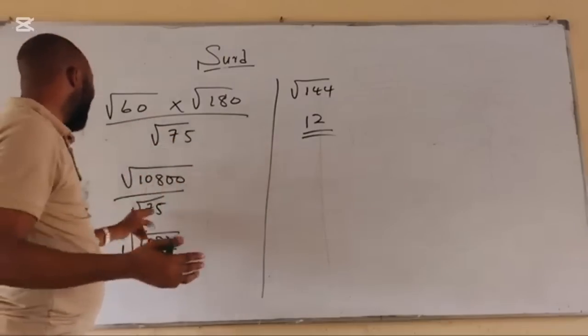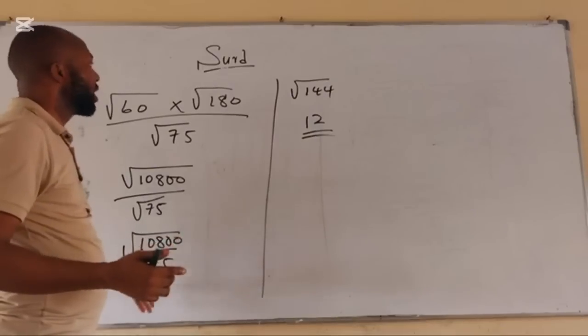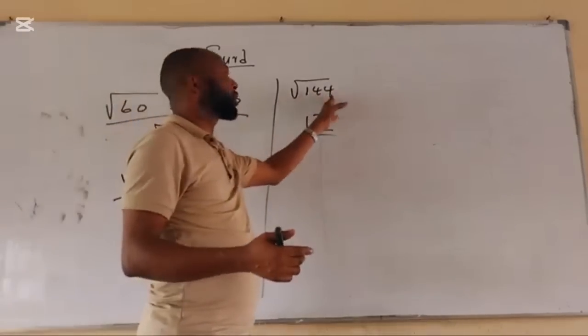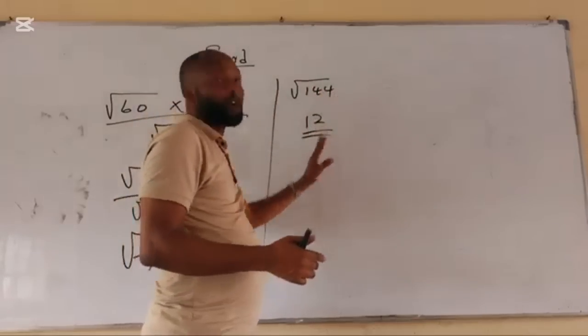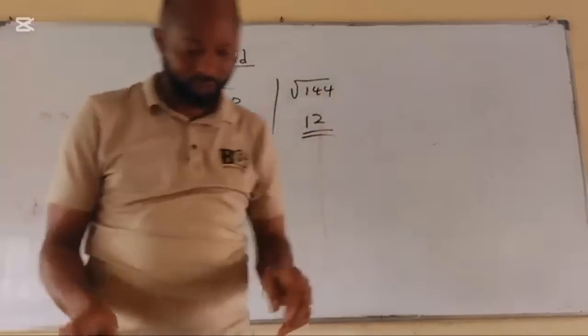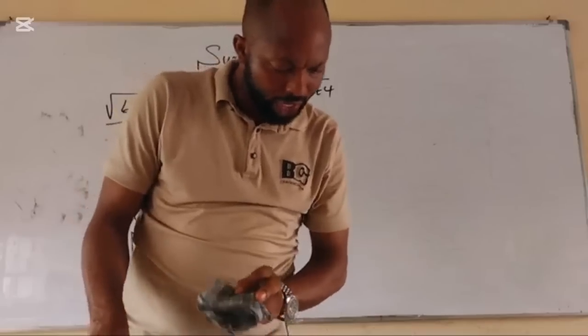So this is what I have. And I can put it in this same form. When I divide it, I have root 144. And the root of 144 is 12. That is a perfect square. Okay.